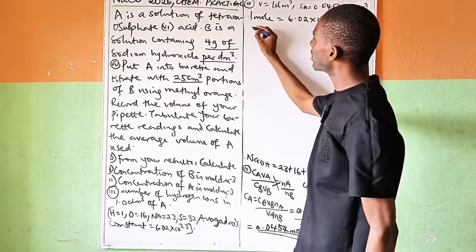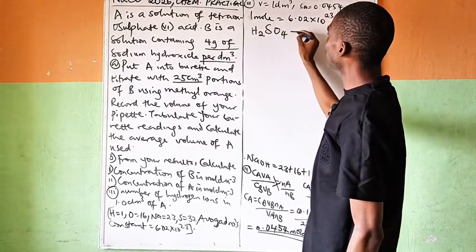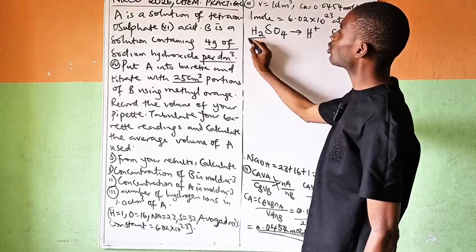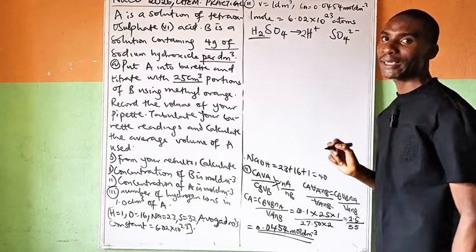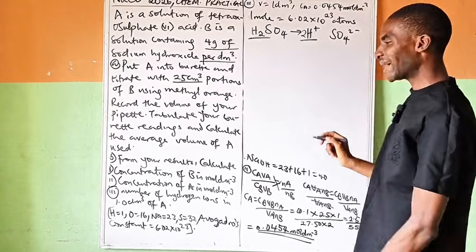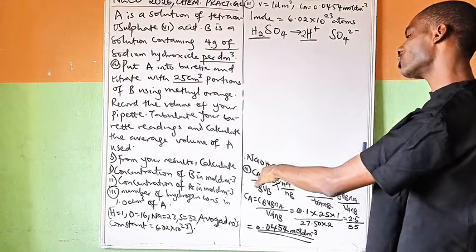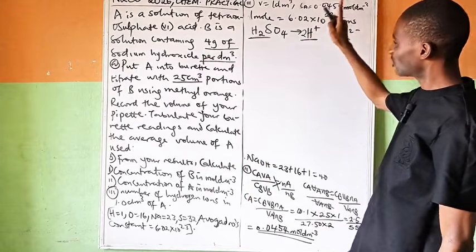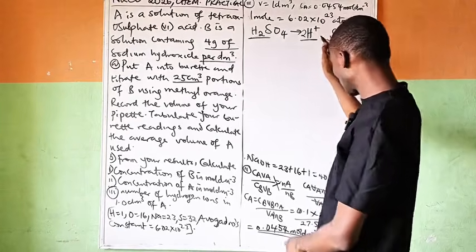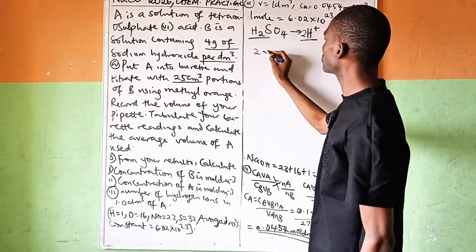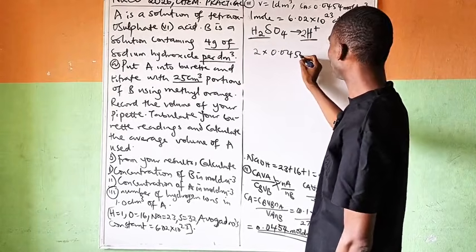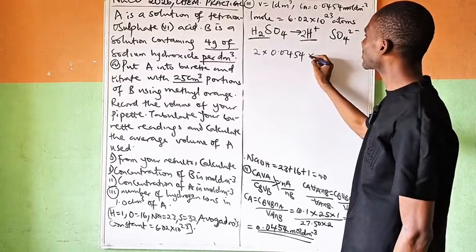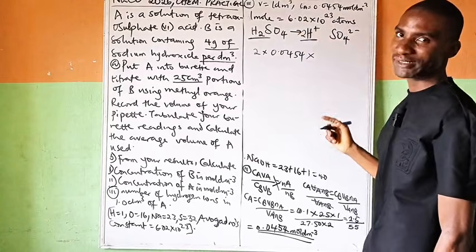But before you continue, if you recall, H2SO4, if you ionize it, will give you H plus and SO4 2 minus. So there are 2 hydrogen ions here, so we are going to have 2 here. They are asking you the number of hydrogen ions or particles here. This H plus is the hydrogen ion concentration. So the first thing you want to do is to multiply the concentration here by 2. So you're going to have 2 times 0.0454. You multiply by 2, then you multiply it by 6.02 times 10 to the power 23.